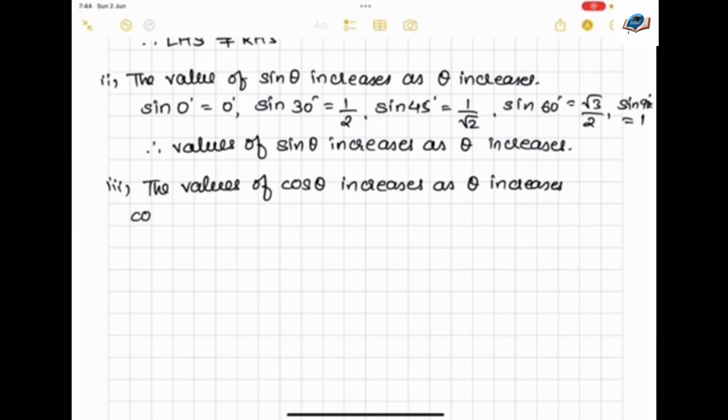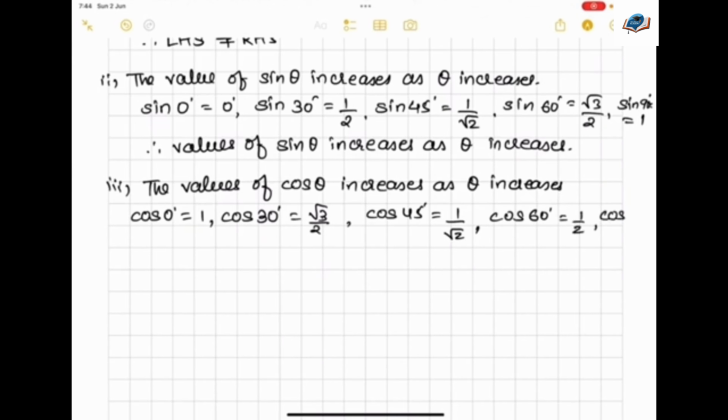So here cos 0 will be 1, cos 30 degree will be root 3 by 2, cos 45 is 1 by root 2, and cos 60 will be 1 by 2, and cos 90 is 0. So therefore it is false, as the value of cos theta is decreasing from cos 0 to cos 90.